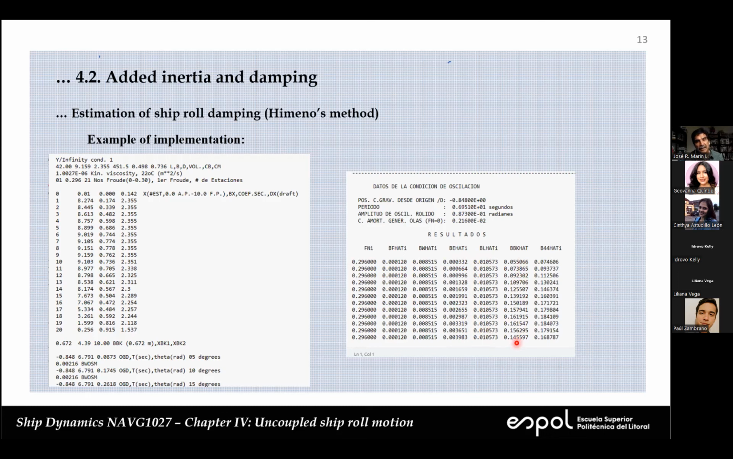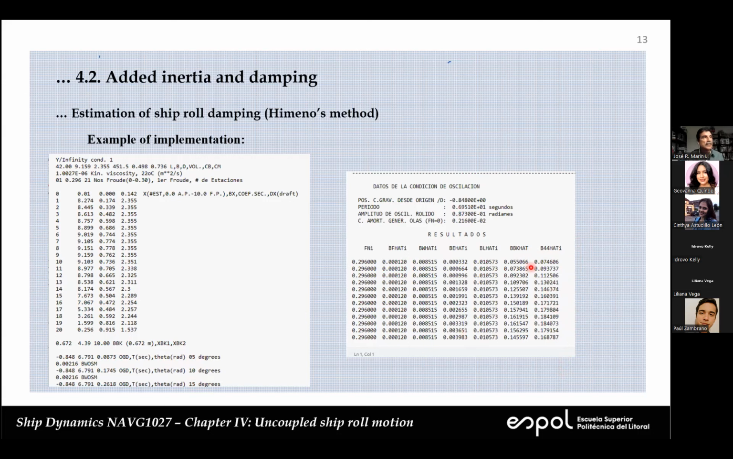Bilge keel damping increases because it's nonlinear. Each one of these calculations is for a different value of amplitude, so for each amplitude you have a different result. You see that this is not constant. Remember that here you have 5, 10, 15 degrees, so we have all of these values according to the roll angle.